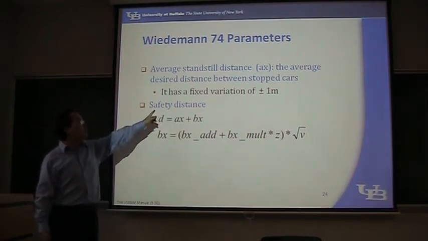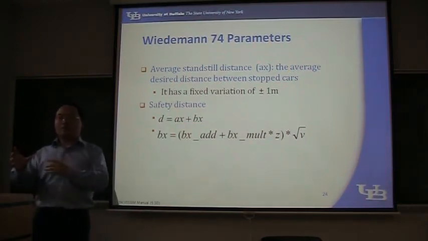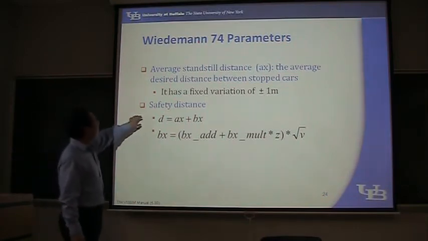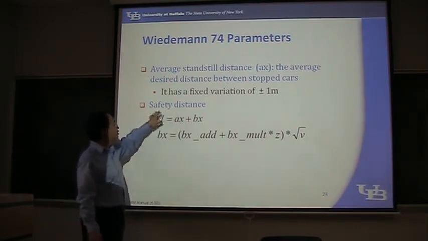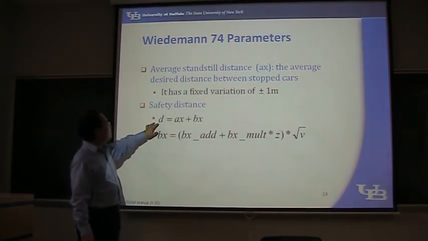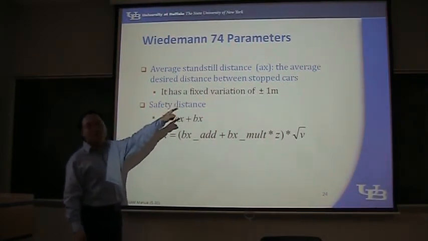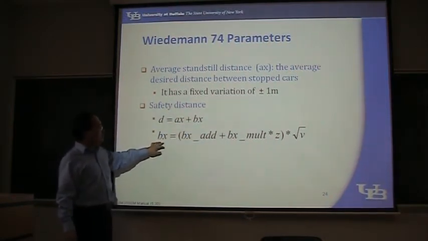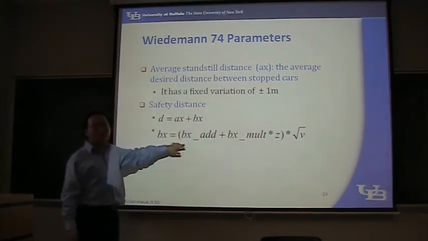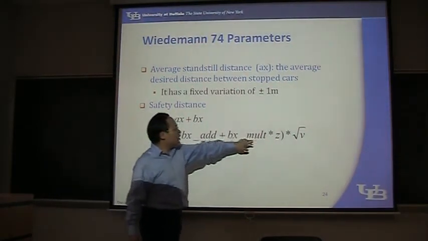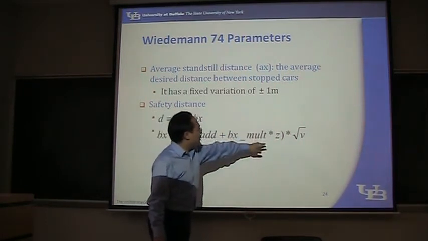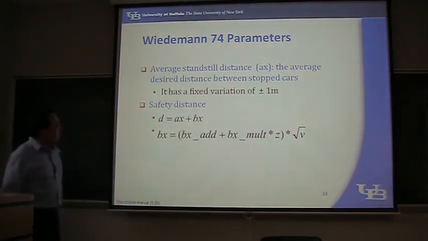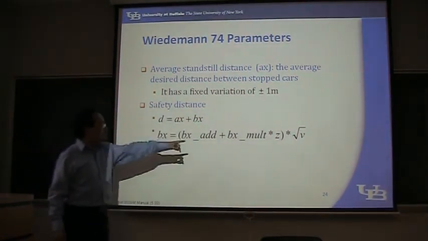This is a parameter we can change. If we change this parameter, we are going to see the queue gap varying. Now we have another measurement called safety distance. Safety distance is defined by the standstill distance plus another term called Bx. And Bx is calculated as Bx_add plus Bx_multiply, multiplied by z, multiplied by the square root of delta v. Suddenly I forgot what z means here, but delta v means the velocity difference.